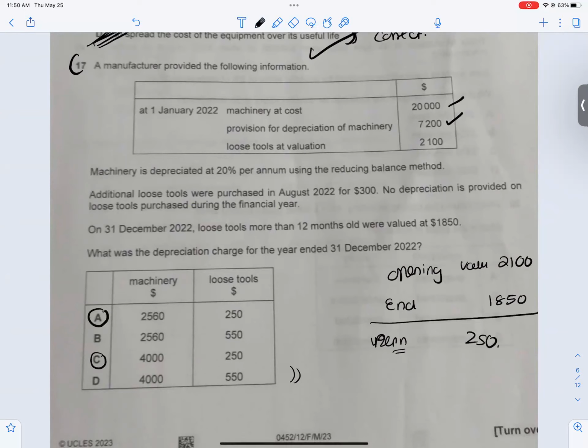Now calculate depreciation for machinery. It is 20% on reducing balance method. But first, 20,000 minus 7,200 is 12,800. And into 20%, it is 2,560. So the answer is A. So the answer is option A.